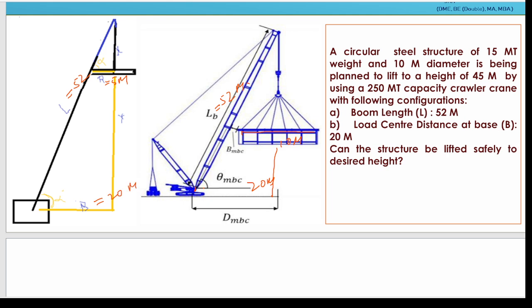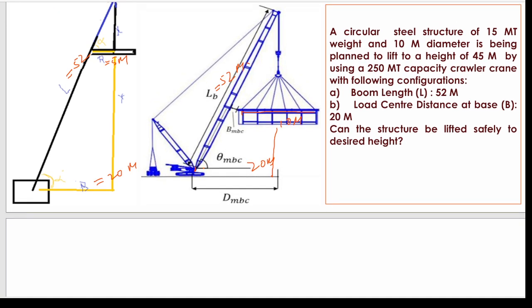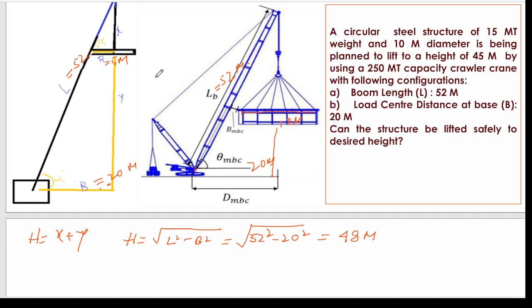So from this, first of all, this big triangle is a right angle triangle. So use Pythagoras theorem to get the height. What is height here? Height is x plus y. So how can you bring out the height? From Pythagoras theorem, boom square minus base square. Put the value, 52 square minus 20 square. This will give you 48 meter. So your height is 48 meter.